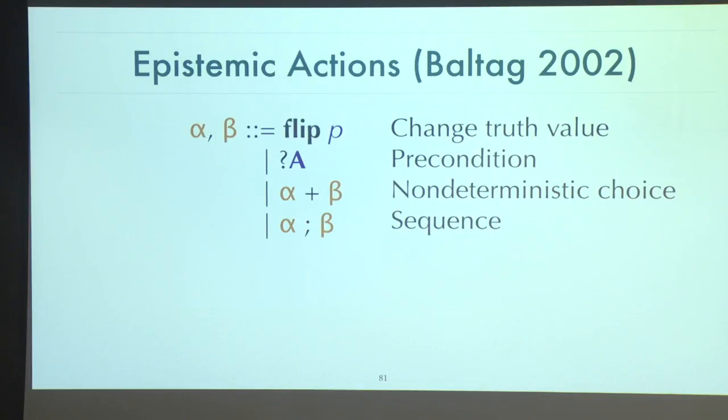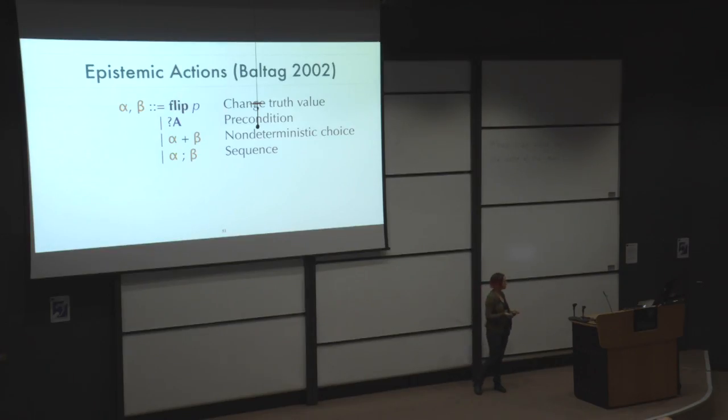To be more specific about what these actions are, we take a formulation from Baltag in 2002, which was suitable for our purposes, wherein there's a single primitive idea of changing the underlying actual world, which is this flip operator. They formulate propositions in a very classical Boolean fashion, so they're able to just say, change the truth value from true to false. That's our notion of change in this world. An action can be a precondition, and the meaning of a precondition is essentially that if the condition fails to hold, then the rest of the action will stop and not execute. There's a non-deterministic choice in which either one of the two actions fires, and then there's sequencing of actions.